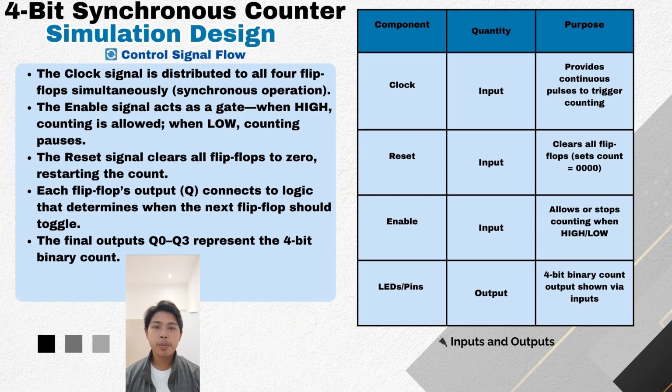On this slide, I will explain the simulation design of the 4-bit synchronous counter. Each flip-flop output labeled Q is connected to logic that determines whether the next flip-flop should toggle or not. The reset signal is used to clear the counter. When reset is activated, all flip-flops are set to 0, restarting the count from 0000.